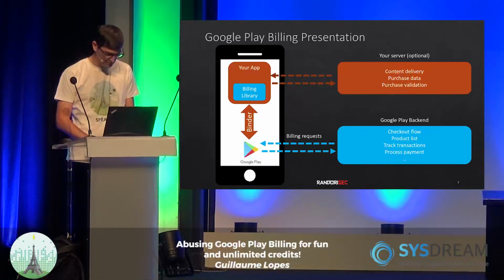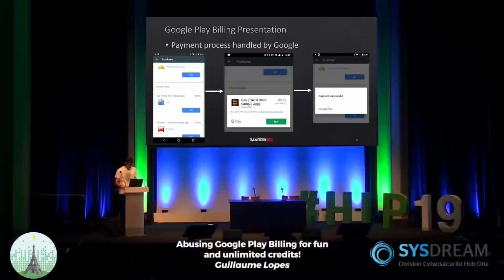If you never used it, it is something like that. This example is the trivial drive application provided by Google in the documentation. If you click buy here, for instance, you get a pop-up saying, okay, do you want to buy this product? The price is this, and you just need to click buy, and then the payment method is asked. So whether you pay by credit card or voucher code or something else.